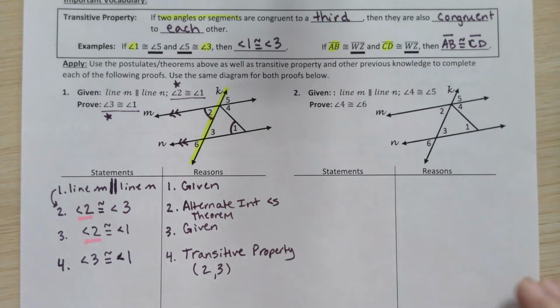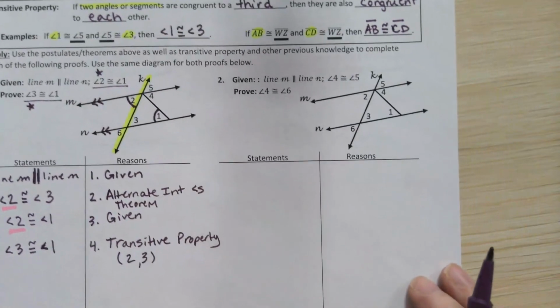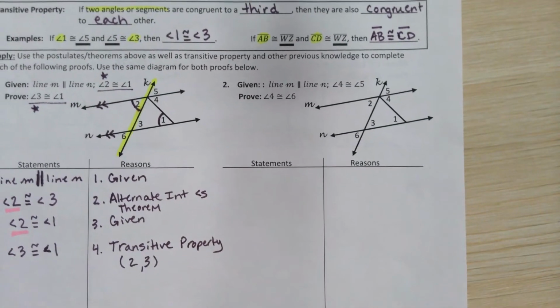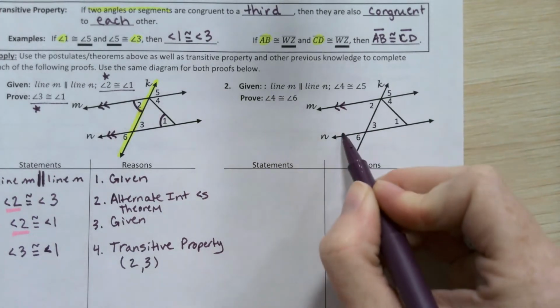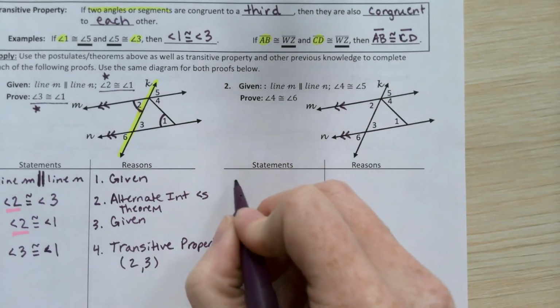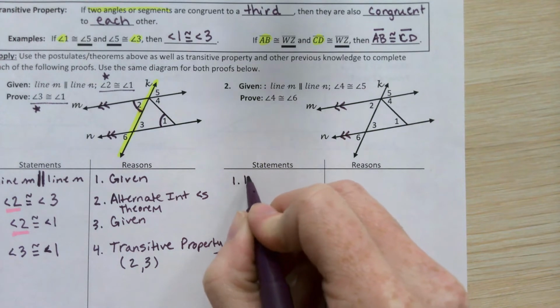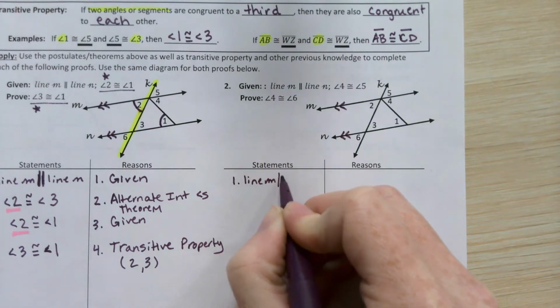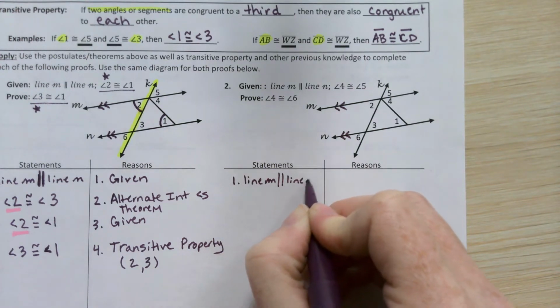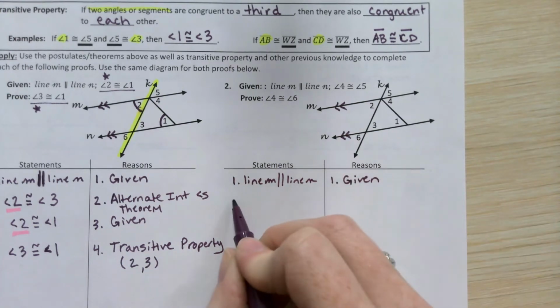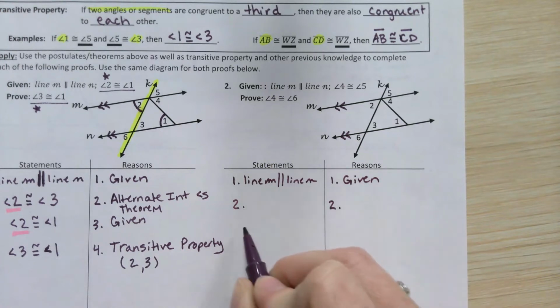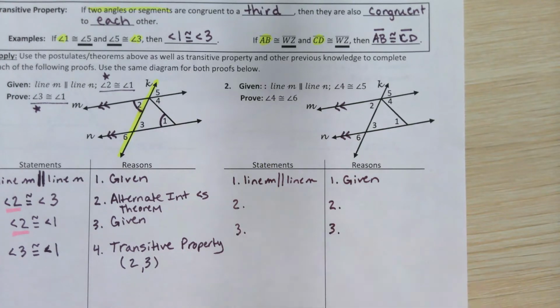All right, moving on to number 2, we're going to have the same diagram. It looks like we have some of the same given information, so I'm going to go ahead and mark that line M is parallel to line N. I'm going to get that into my proof. Line M is parallel to line N. But then it looks like our next piece of given information is a little bit different.